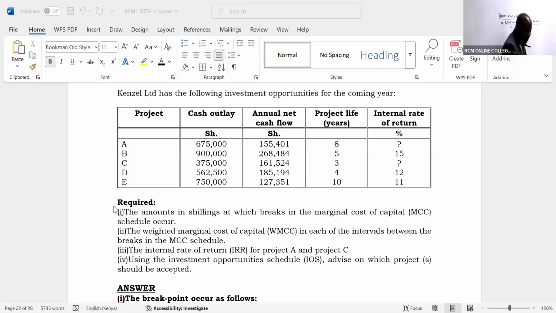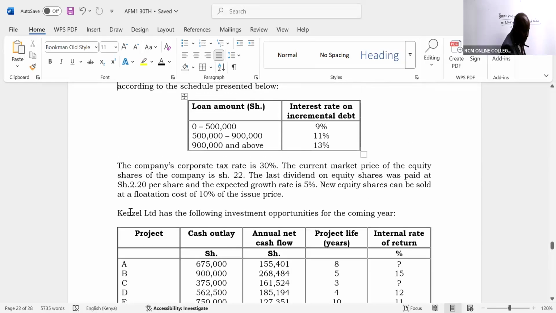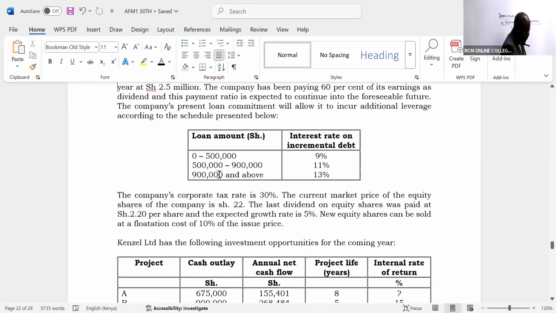So these 3 classes, you can see them here under loan schedule. We have 0 to what here, somebody? To 500 at 9%. That is the first class. Then 500 to 900. And then we have 900 and above.